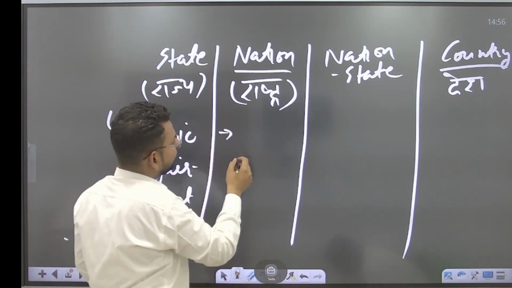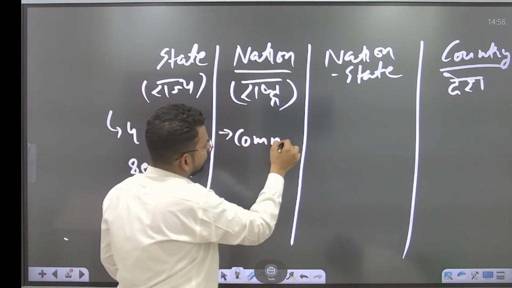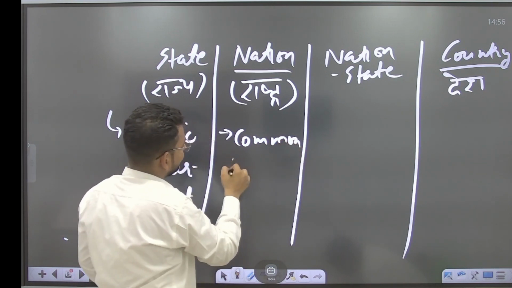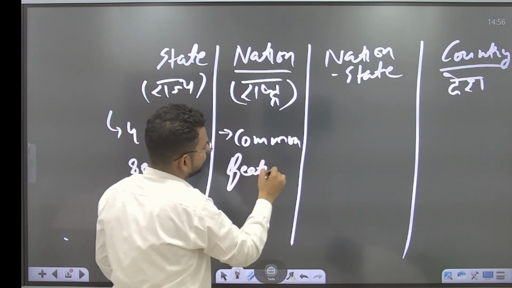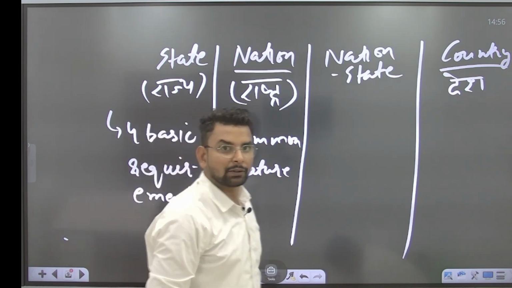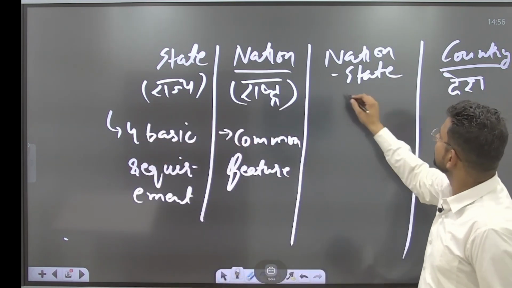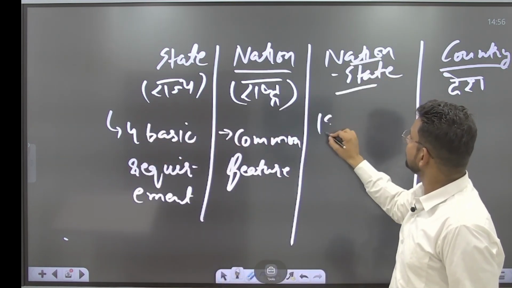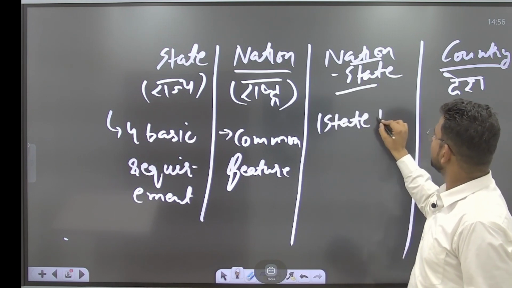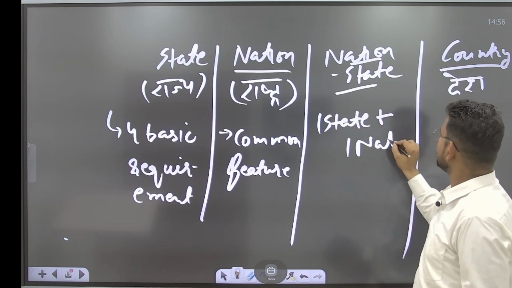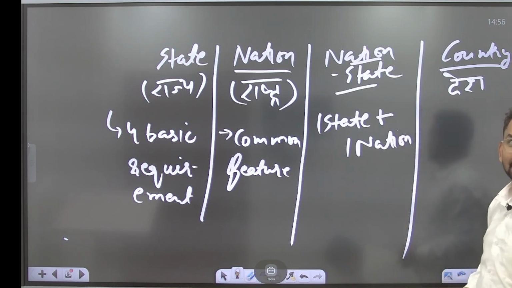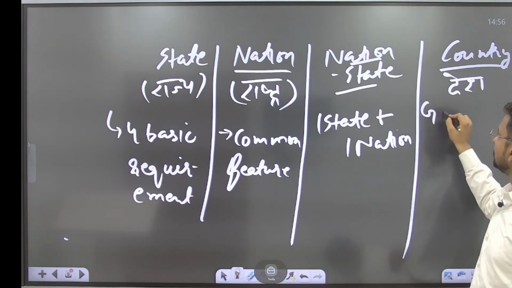हमने राष्ट्र में देखा था some common feature exist among the association of the people. Thereafter, the nation state is one state plus one nation, and the third is desh from the geography point.